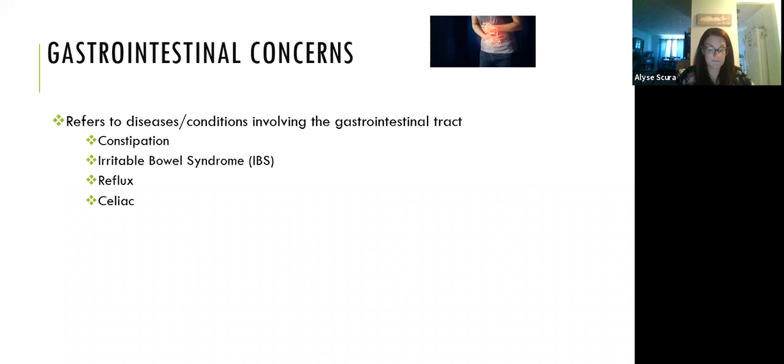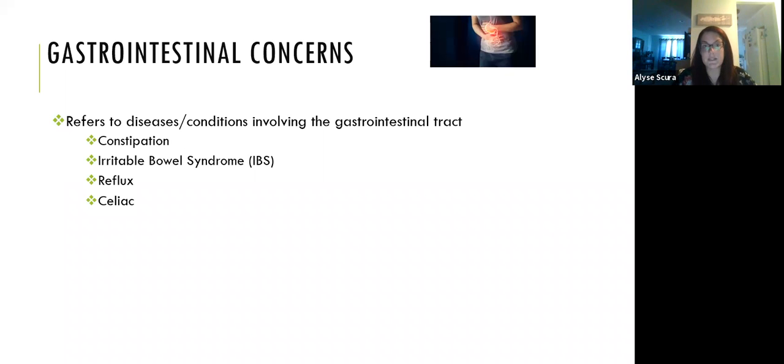And celiac is an immune reaction to eating gluten, a protein found in wheat, barley, and rye. Over time, the reaction creates inflammation that damages the small intestine's lining, leading to medical complications. It also prevents the absorption of nutrients.